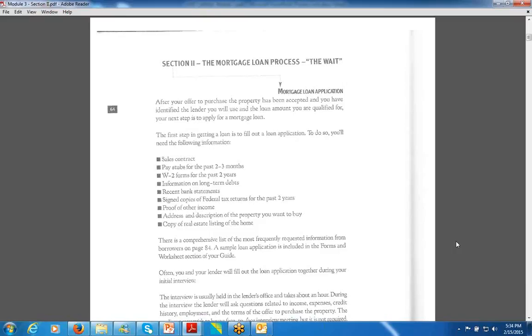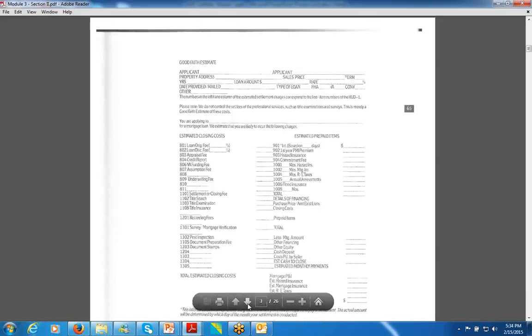So you'll need to get started. The sales contract, you bought the house, we got pay stubs to substantiate our income, W-2s and tax returns probably, information on the long-term debts, and toward the back of this section will give you a detailed list of documents that you want to have prepared and be bringing along with you. Your bank statements, tax returns, proof of other income, information on the property, and the real estate listing. All things that make sense and that are necessary for the information for the loan.